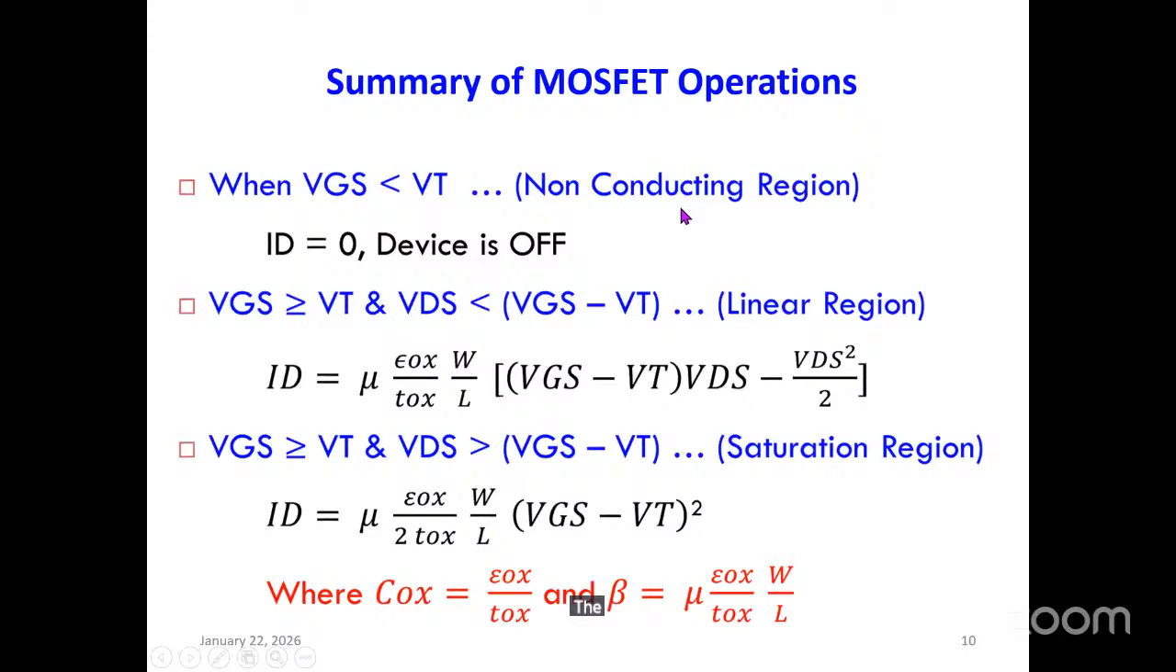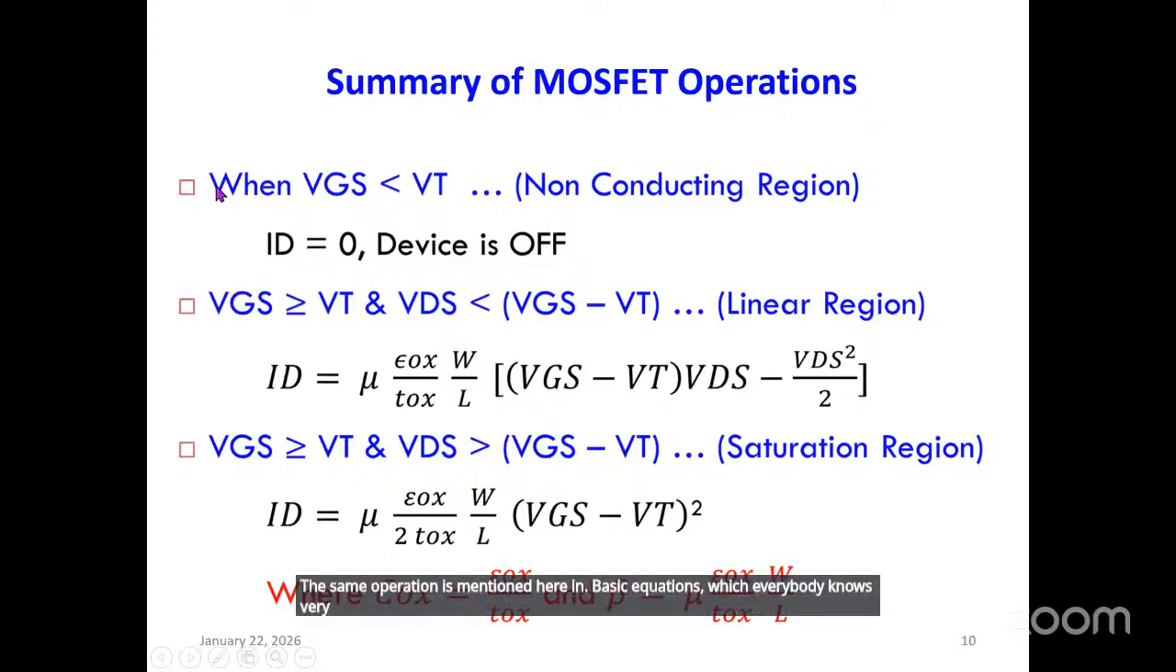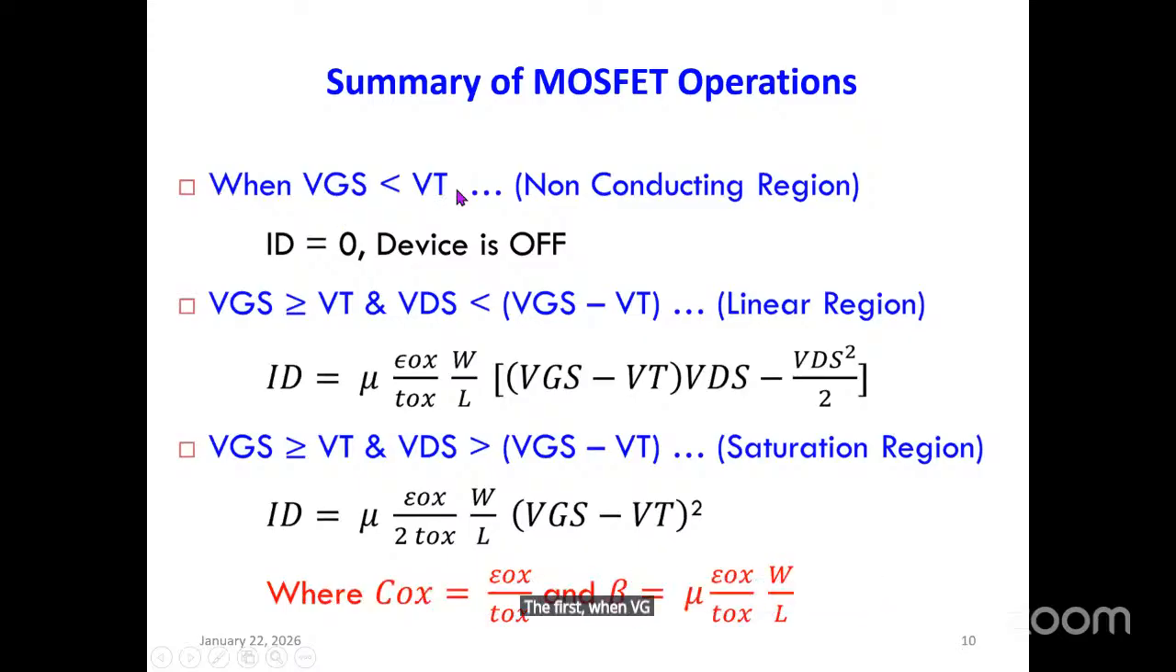The same operation is mentioned here in basic equations, which everybody knows very well. First, when VGS is less than threshold voltage VT, no doubt the device is off. Drain current ID is 0. Non-conducting region. When VGS is greater than threshold voltage VT, but VDS is less than VGS minus VT, means VDSAT, then it is linear region, just now we discussed. And drain current ID is given by, this is normally called the gain factor beta, beta into VGS minus VT into VDS minus VDS square by 2.